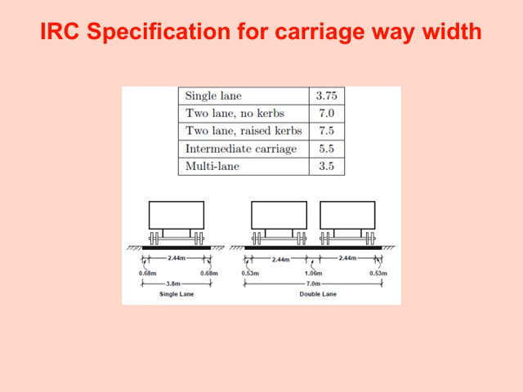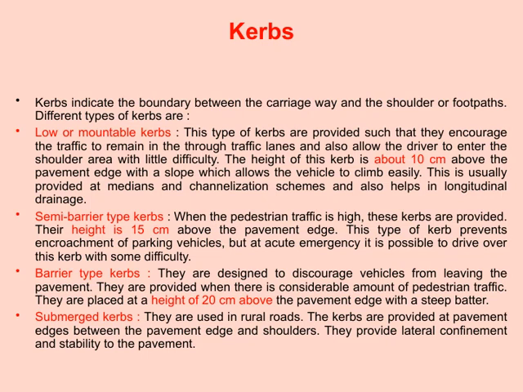Curbs serve as important boundaries between the carriageway and the shoulder or footpaths. They come in different types, each designed for specific purposes. Let's start with low or mountable curbs. These are about 10 centimeters high and have a gentle slope, making it easy for vehicles to climb onto the shoulder if needed. They are typically used in medians and channelization schemes, and they also help with longitudinal drainage, allowing water to flow off efficiently. The idea is to encourage through traffic to stay within the main lanes while still providing access to the shoulder with minimal difficulty.